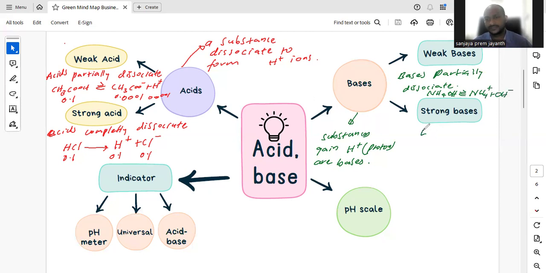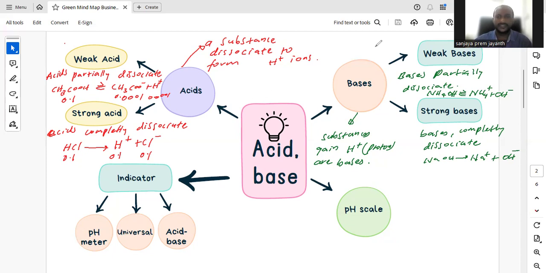Strong bases are those which completely dissociate. Example, NaOH dissociates to form Na+ and OH-. We call these strong bases, completely dissociate. This is regarding acids and bases.